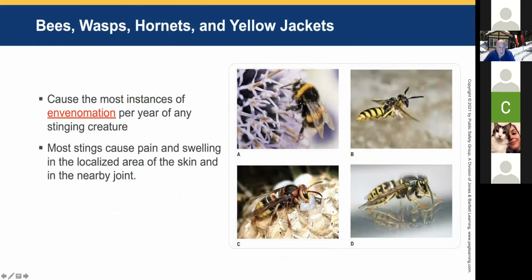We also talk about bees and wasps and hornets and yellow jackets, and they cause the most instances of venomation. Wow, that's quite a word. I think it just means getting stung. Most stings cause pain and swelling, the localized area in a nearby joint.